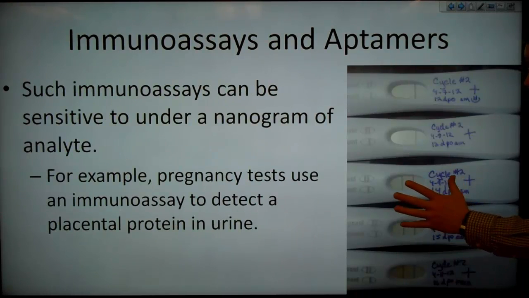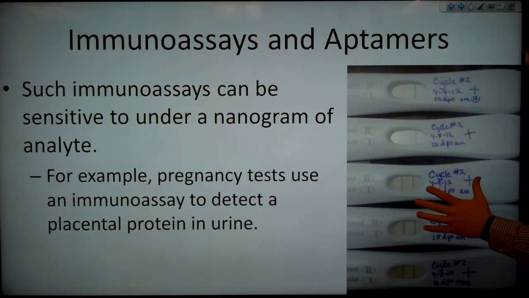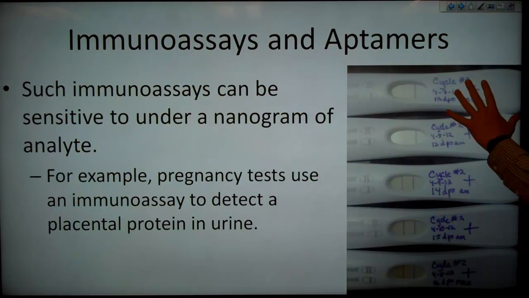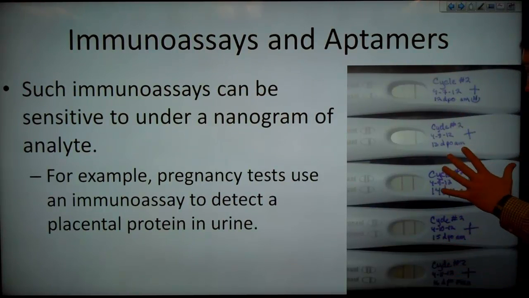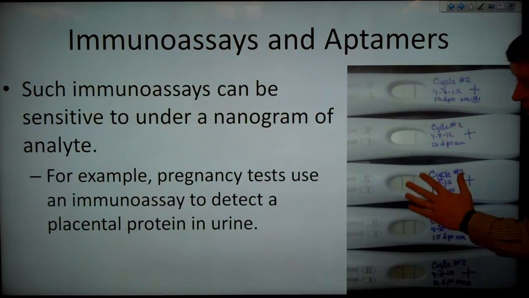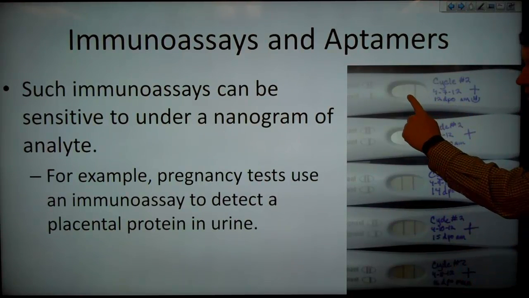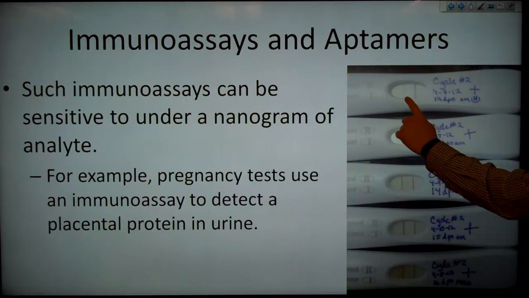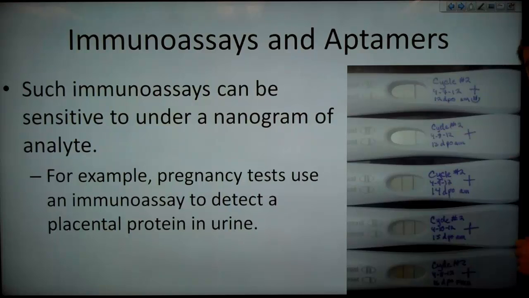Such immunoassays can be sensitive to under a nanogram of analyte. For example, pregnancy tests, which I've shown here, use an immunoassay to detect a placental protein in urine. These are quite sensitive because we're using that enzyme to catalyze a large number of reactions that produce our colored product. You see here that going from one to the next, we get a darker and darker line indicating a positive test result. There actually is a slight positive result on this first one.